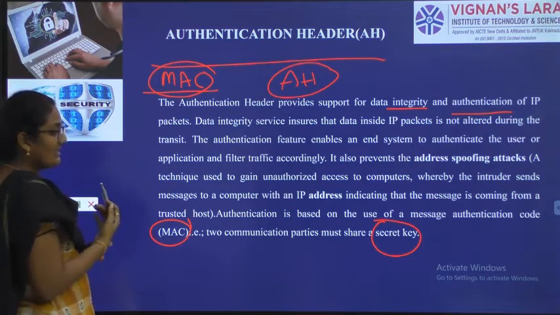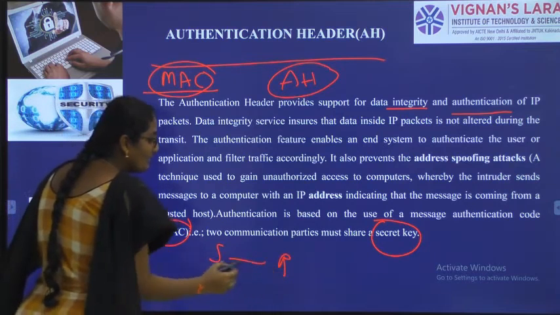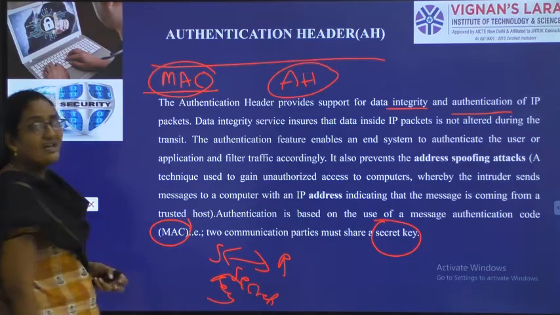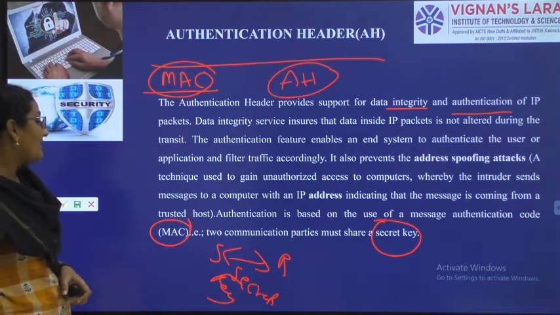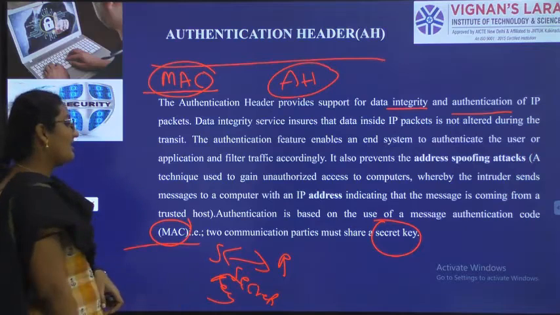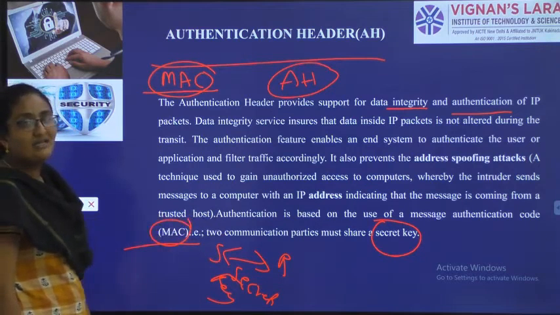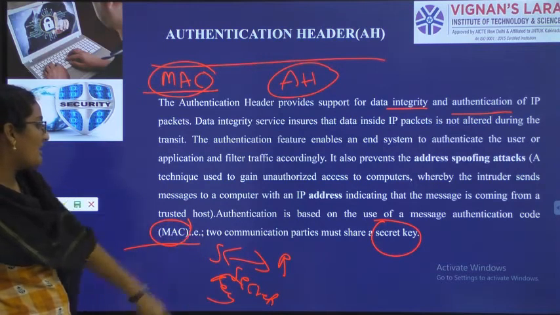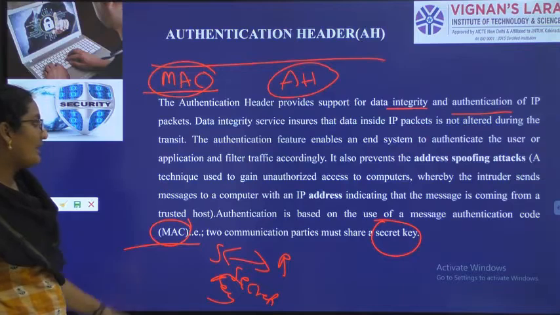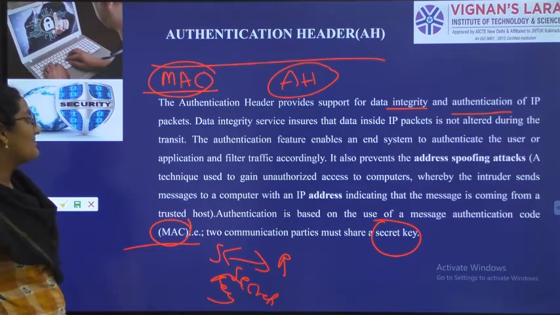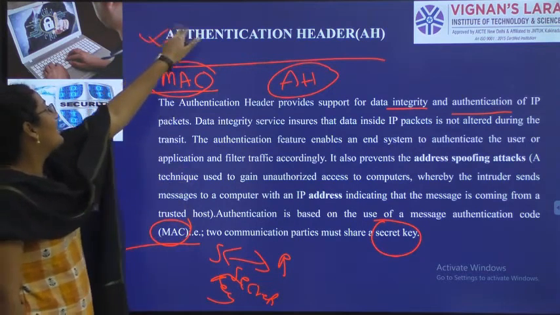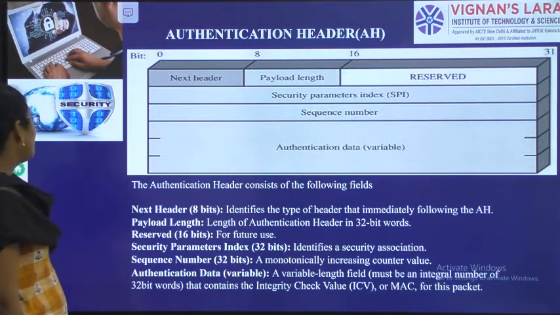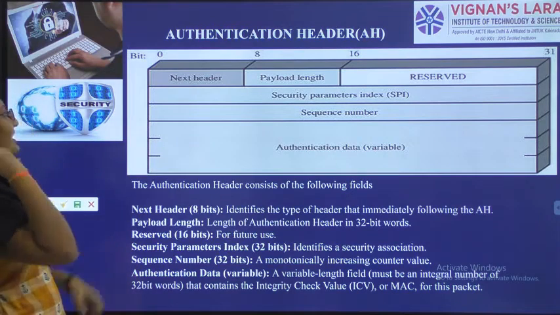What do we mean by message authentication code? The sender and receiver should transfer a secret key. That secret key is the message authentication code. The sender and receiver are called the two communication parties. The two communication parties should exchange a secret key, the message authentication code. The authentication header is based on the message authentication code only. So we will see the structure of the authentication header.